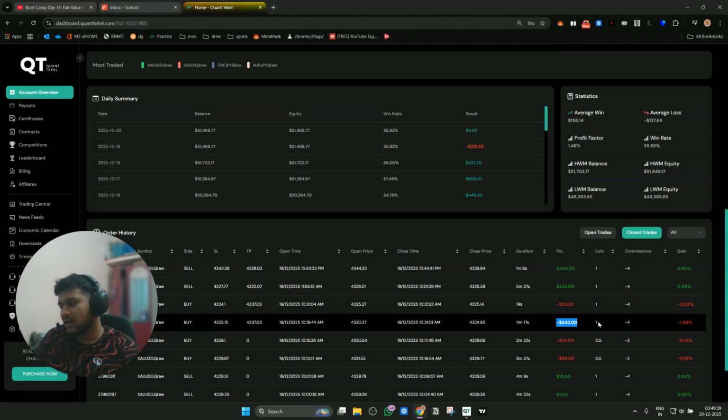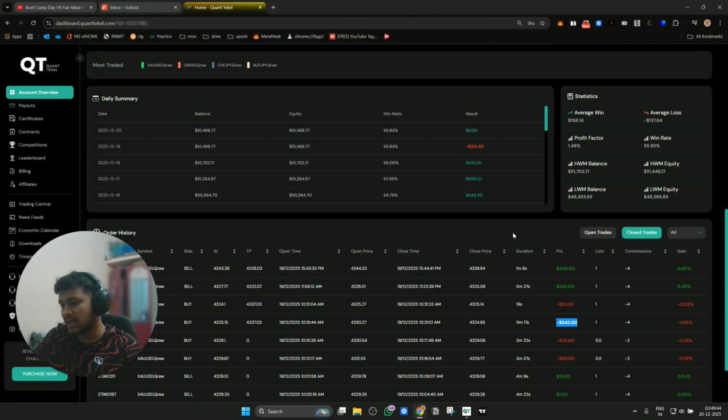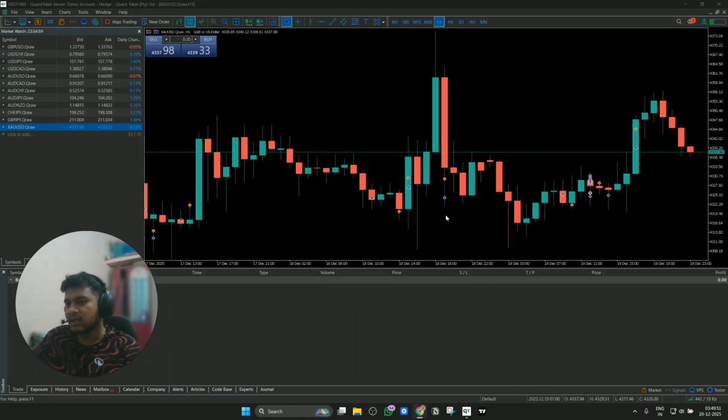This was one gamble trade which I took. It's a one lot, 1:1 trade, which I keep just to reverse the whole losses which I have. I was down 400 if I'm not wrong. I'll just show you the trade history now as well.